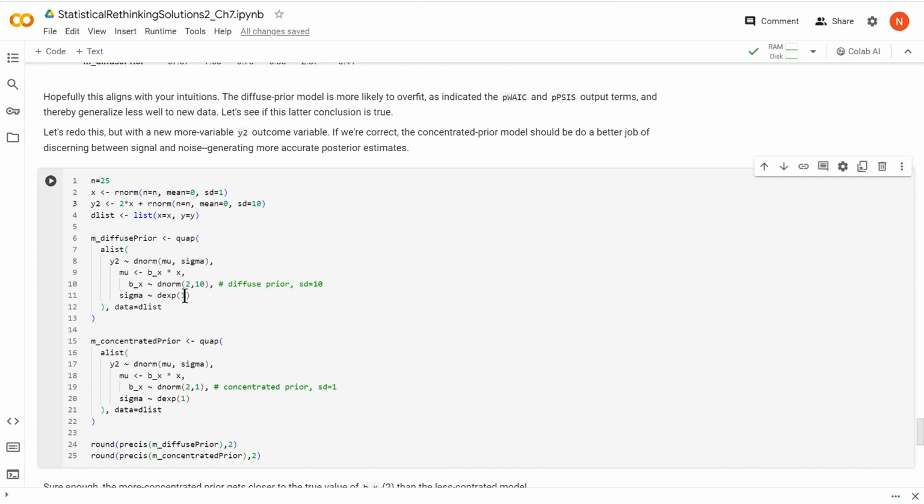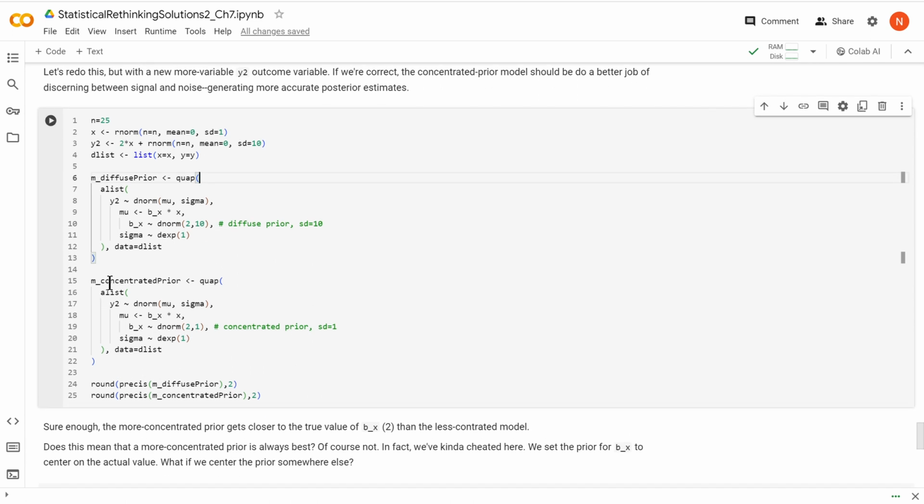Now remember that I said one of the consequences of having a more diffuse prior, or a more flexible prior, is that it's more likely to confuse some of the noise, and now we have more noise, as signal. So what I predict to happen here is that the concentrated prior is going to have a more accurate estimation of the actual relationship between x and y than the diffuse prior. In other words, I'm predicting the beta x from the concentrated prior to be closer to 2 than the more diffuse prior. And again, all that's changed here is how diffuse or concentrated the prior is for beta x.